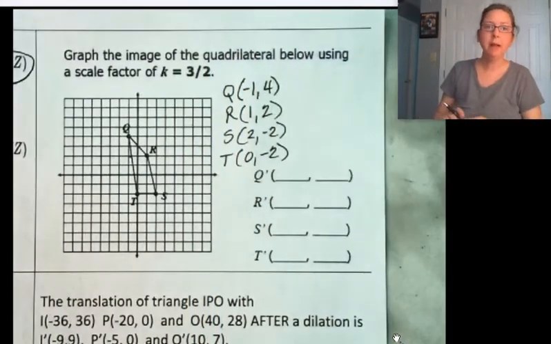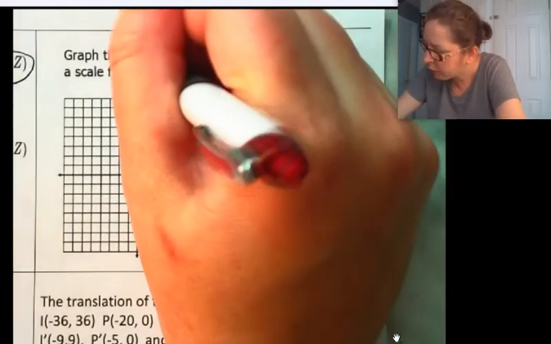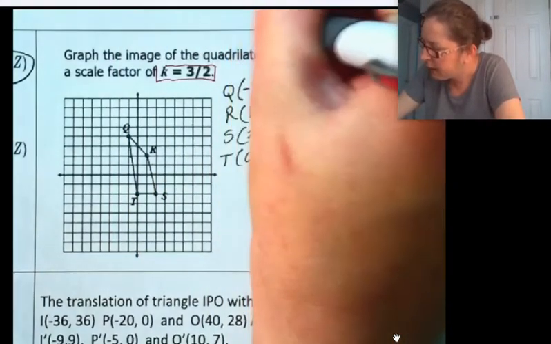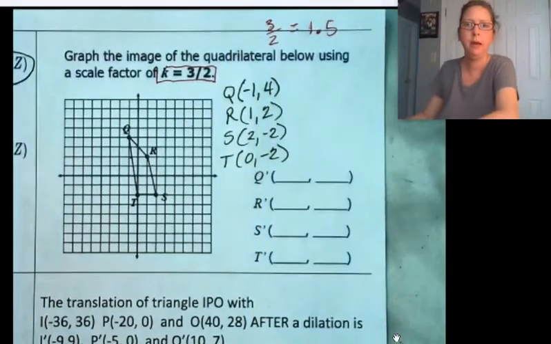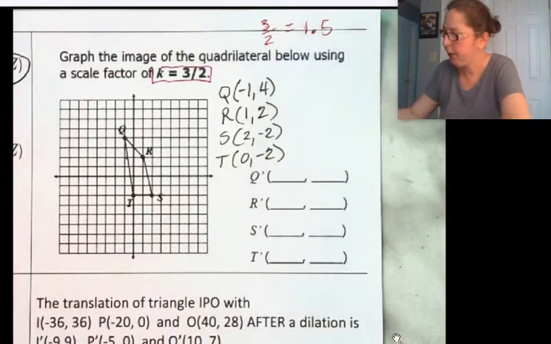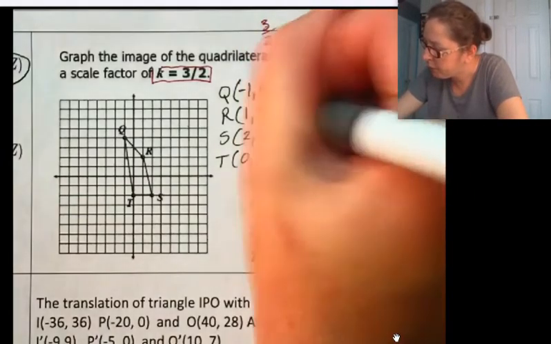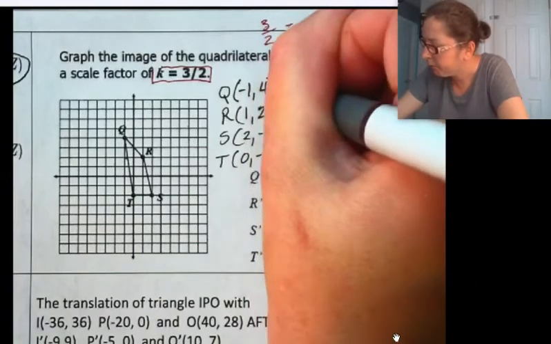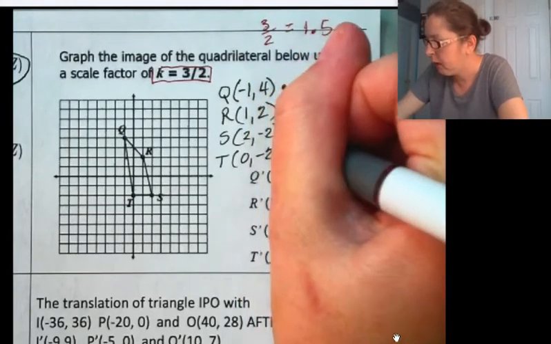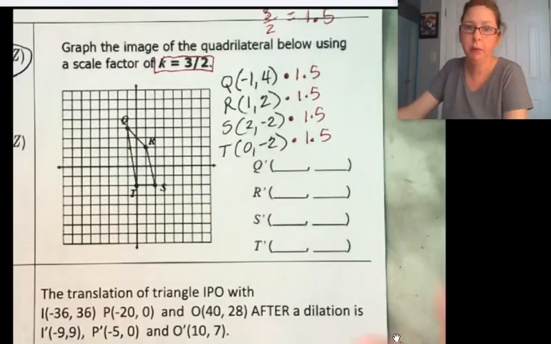Now we need to apply the scale factor to everything. Well, the scale factor in this case is 3 over 2. 3 over 2 is the same as 1.5, okay? So whichever way you prefer to think about it, and you can use a calculator to help you. So we're going to multiply both of the points, the x value and the y value in each ordered pair, by 1.5. Okay, now I'm ready to write my image values.